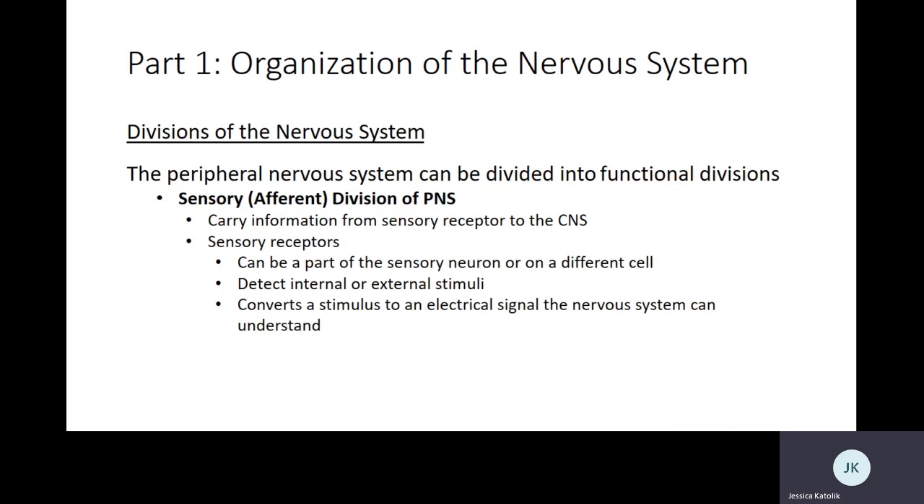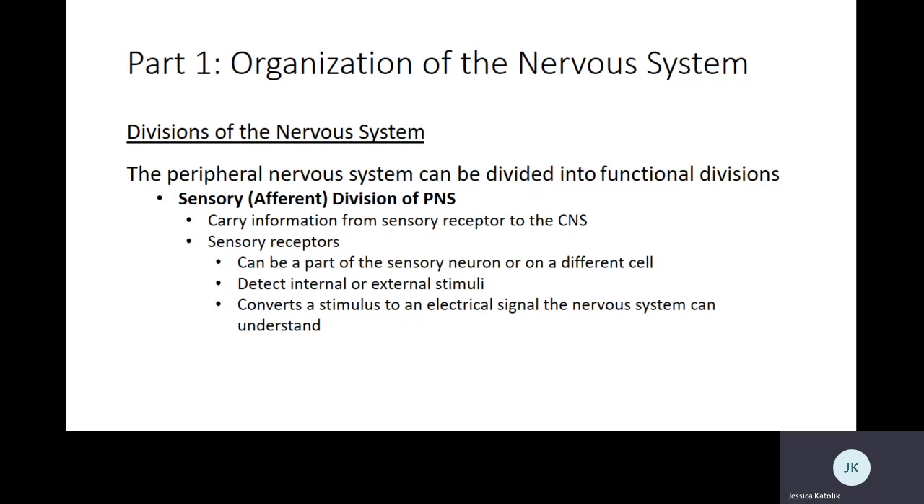The peripheral nervous system can be divided based on functional divisions, and there are subcategories within subcategories, so bear with me for this next part of the lecture. But let's talk about those functional divisions of the peripheral nervous system.